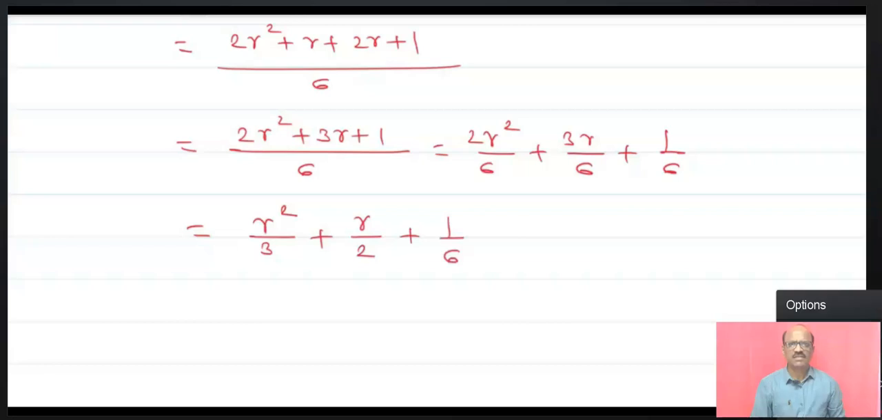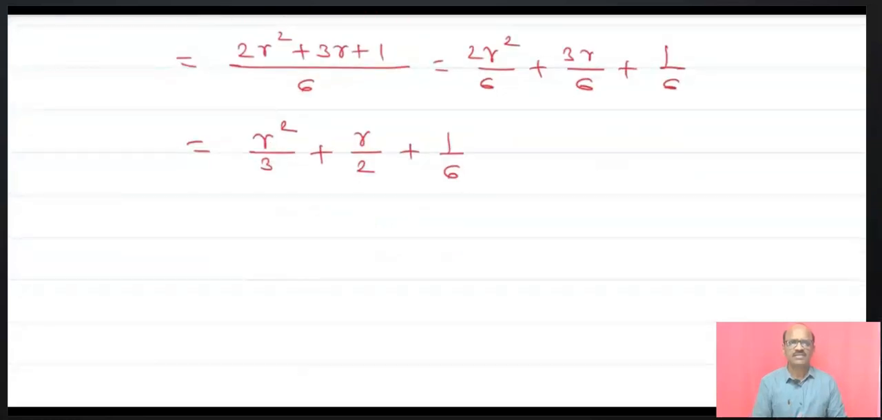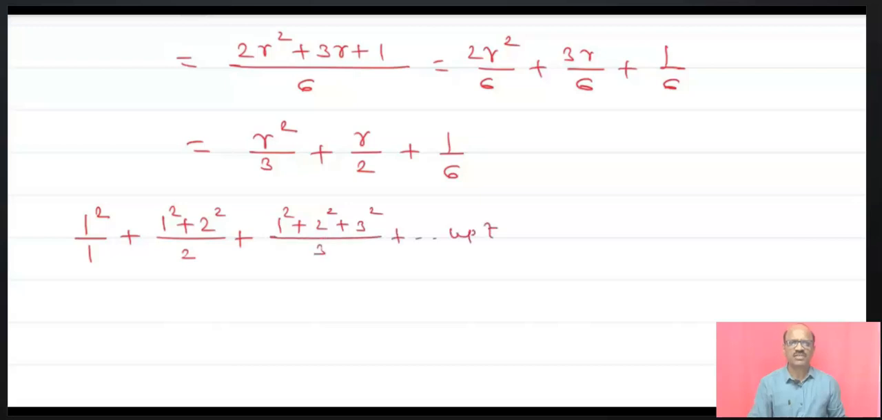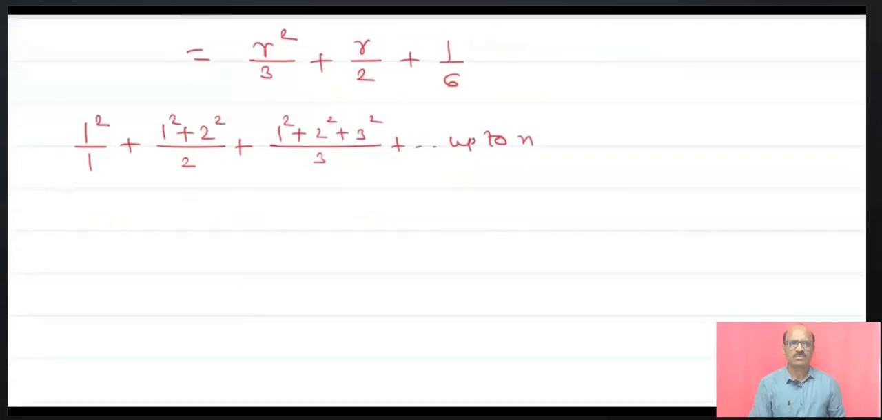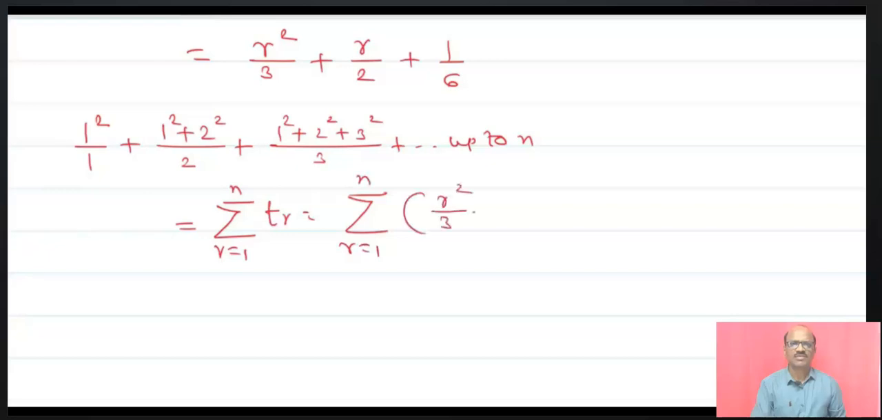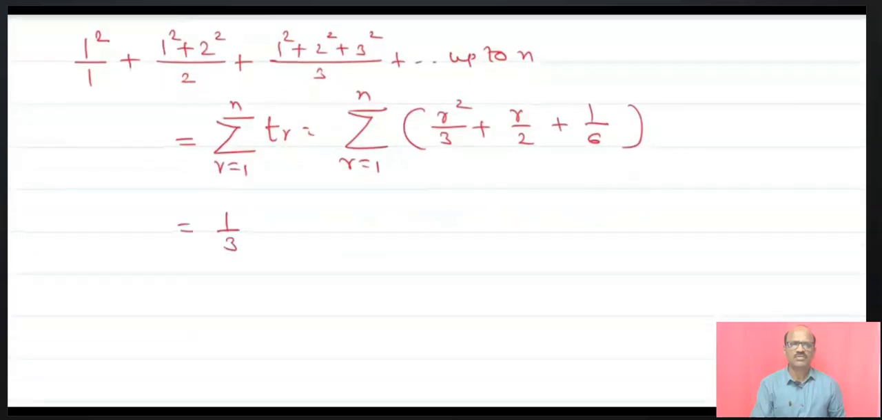Therefore the answer is, now here we will apply the summation notations. That is 1²/1 + (1² + 2²)/2 + (1² + 2² + 3²)/3 up to n. Therefore summation r equals 1 to n of tr, r equals 1 to n, r² + r²/3 + r/2 + 1/6.